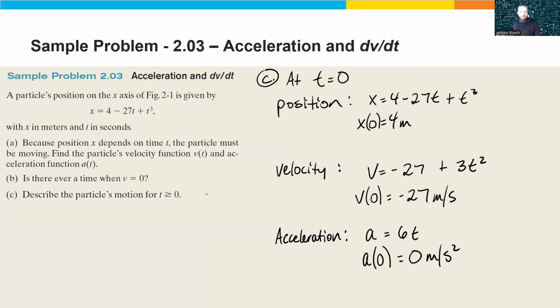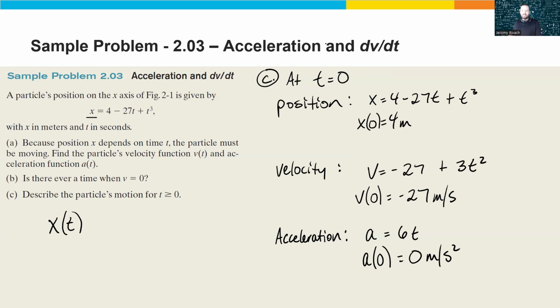Part C says describe the particle's motion for when time is greater than or equal to zero. So when time is equal to zero, we can find its position, we can find its velocity, and we can find its acceleration. So if we plug in zero for time for our position function, we can write x of t, like that, for position. And we can do the same thing for velocity and acceleration as well.